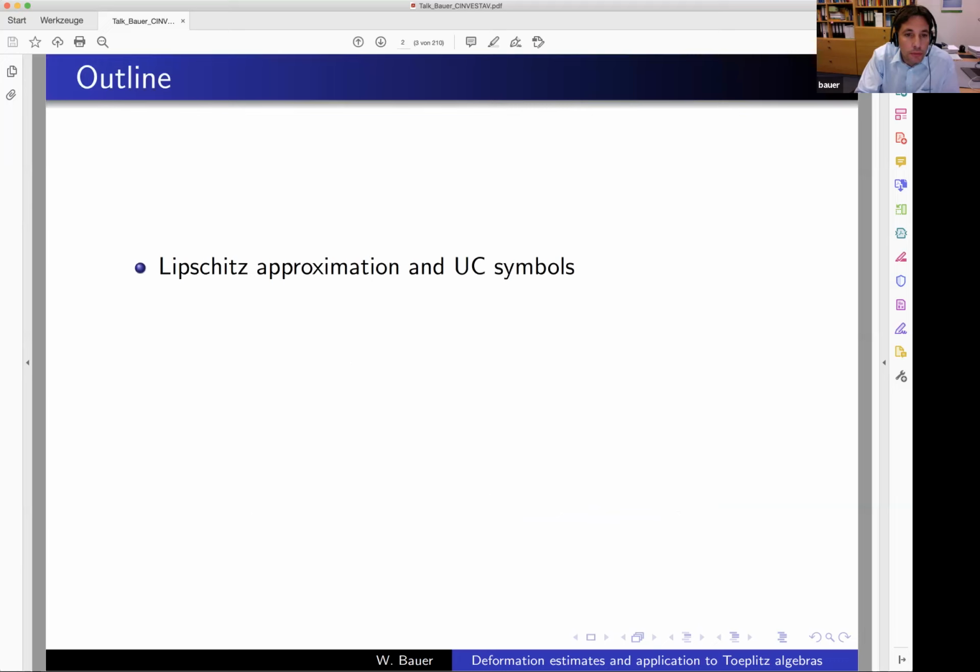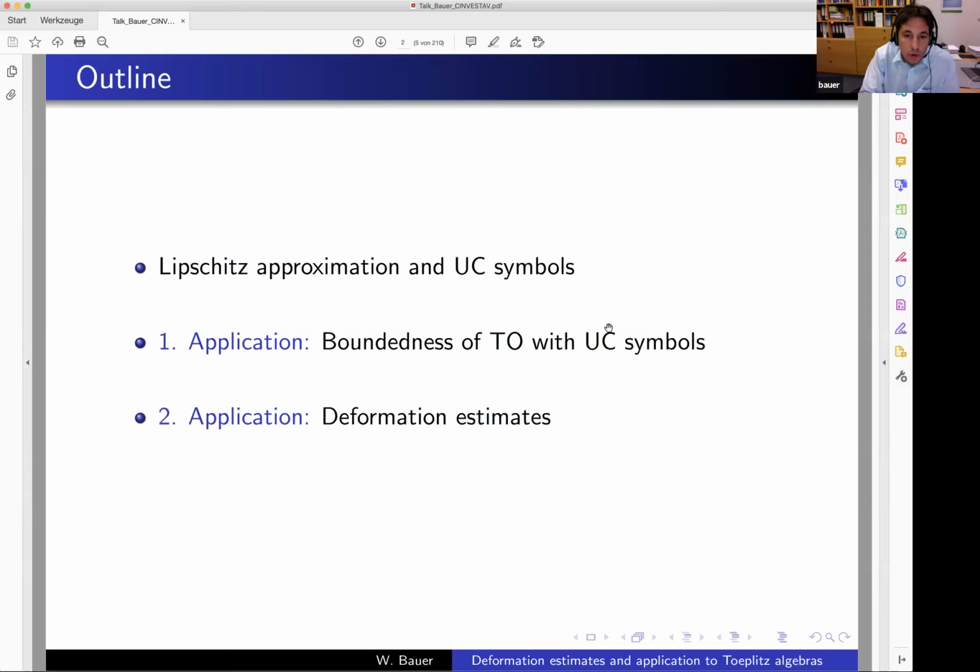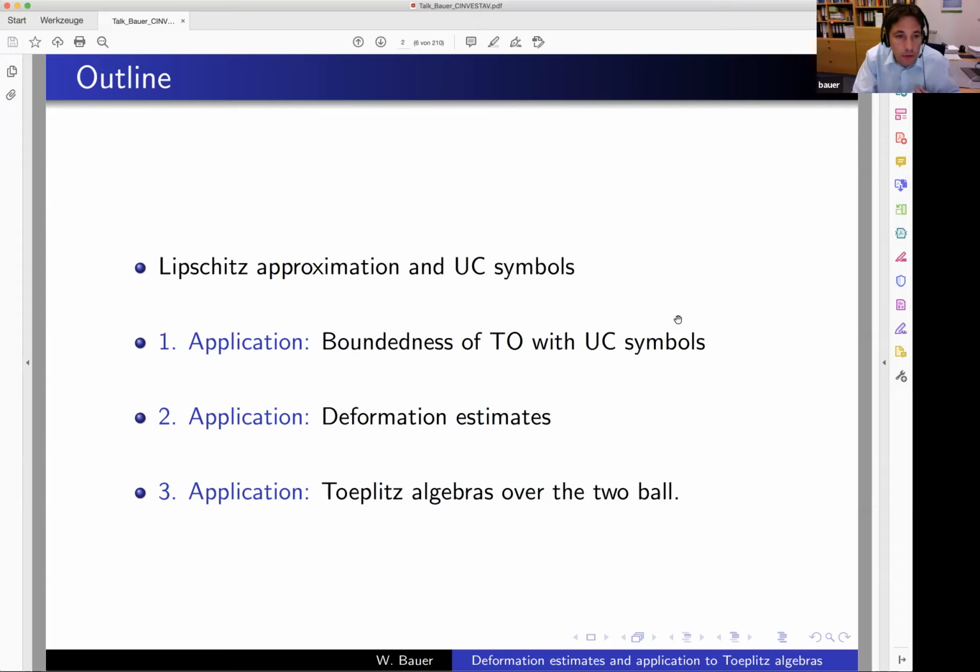So what I want to do is to first start with some kind of simple approximation problem, and then give you a few applications of this. So this is a topic just on functions, and I want to apply this to Toeplitz operators. First, the problem of boundedness, some simple result I want to show here. Then I want to talk about the deformation estimates for Toeplitz operators, and finally, I want to apply all of these things to a certain type of Toeplitz algebras over the two-dimensional ball. And also these things will generalize to higher dimensions. So that's my plan today. I hope I can get through everything.